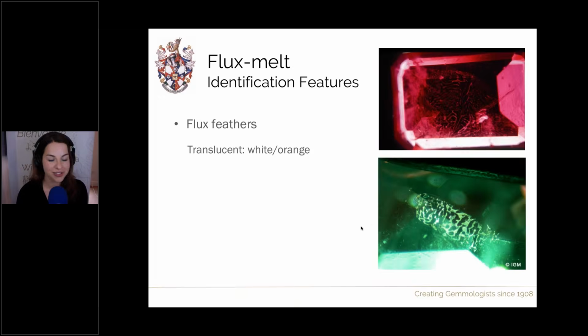When it comes to identification features, one key feature is flux feathers. These occur when there is a break within the growing crystal and the solution can flow inside and will heal the fracture inside out. This often traps flux residues within the fractures, so you end up with these flux feathers. And in the healed feathers, you can see these flaxy areas here. These will be a whitish to orange color and will have a translucent appearance to them. Natural feathers will be transparent and therefore colorless. So that's your flux feathers here.